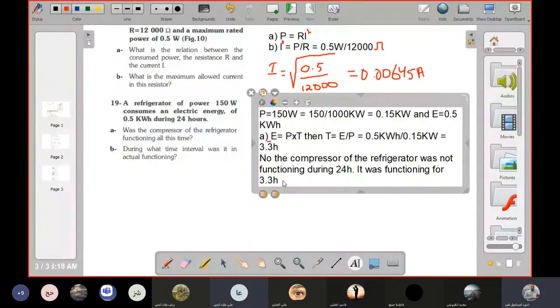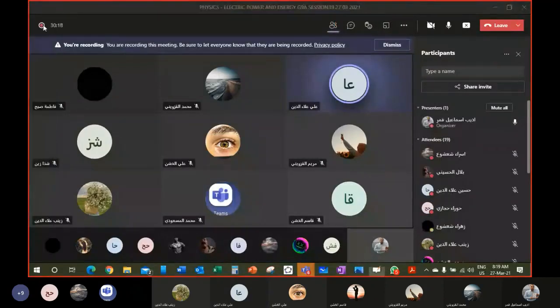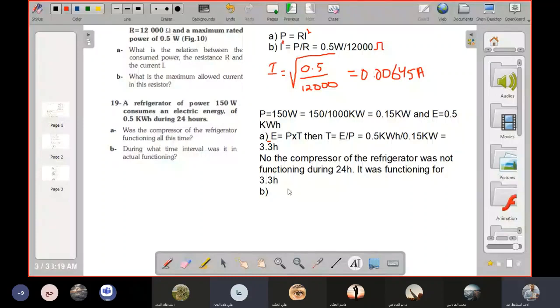Part B. During what time interval was it in actual functioning? So, who answers me on part B? 3.3 hours. We already calculated it and we already answered this question. It was functioning for 3.3 hours.